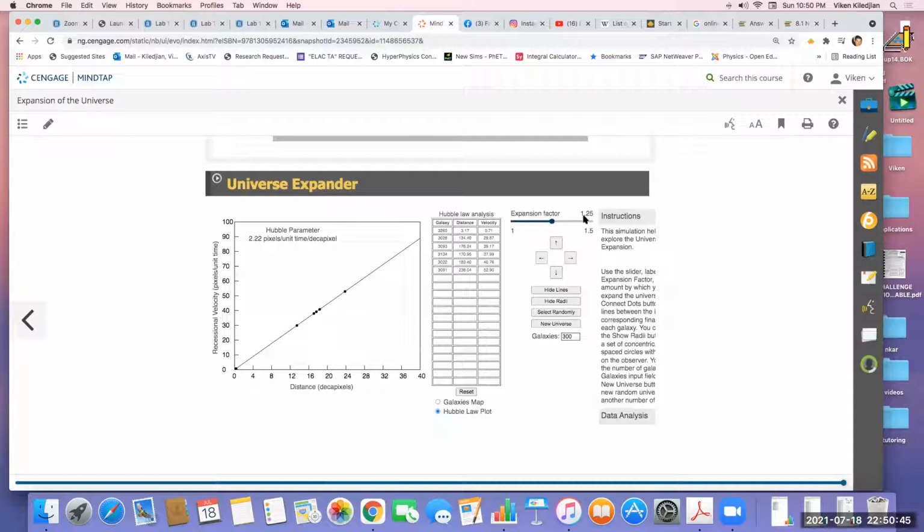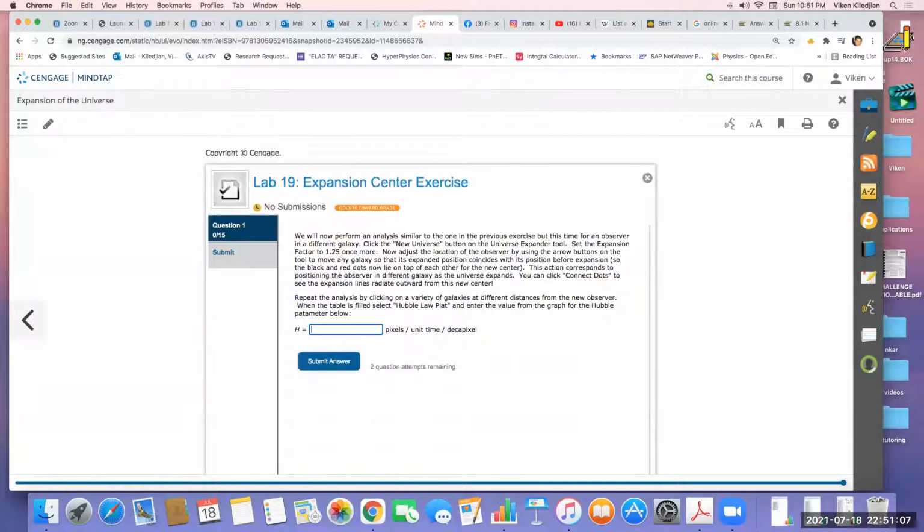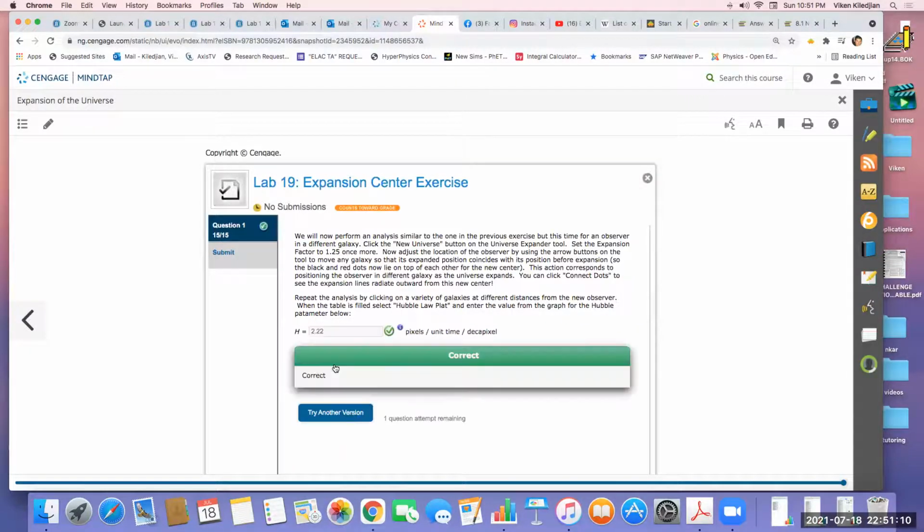So for this one, the expansion factor, it's going to be 2.22. And the previous one should have also been 2.22 if the expansion factor is 1.25. And you should find that the center doesn't make a difference, which one you call the center. So then you take a picture of that one, and now let's put 2.22. Voila. You see, it worked. So based on the expansion factor of 1.25, the Hubble constant is 2.22. Wow. And we are done.